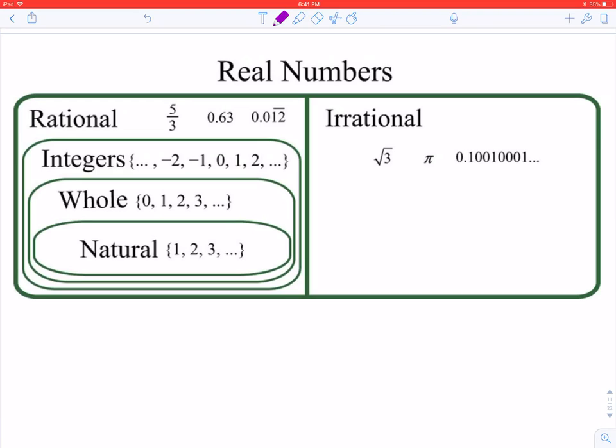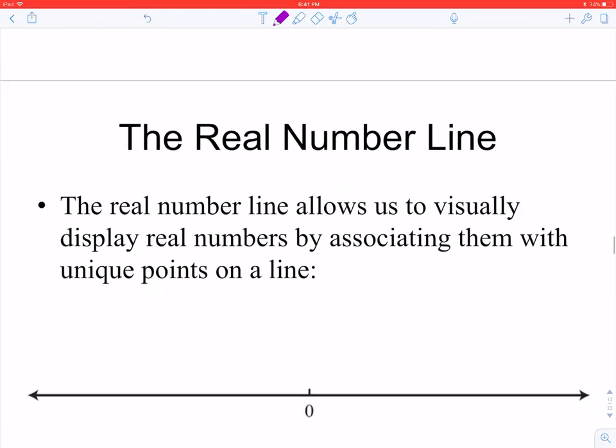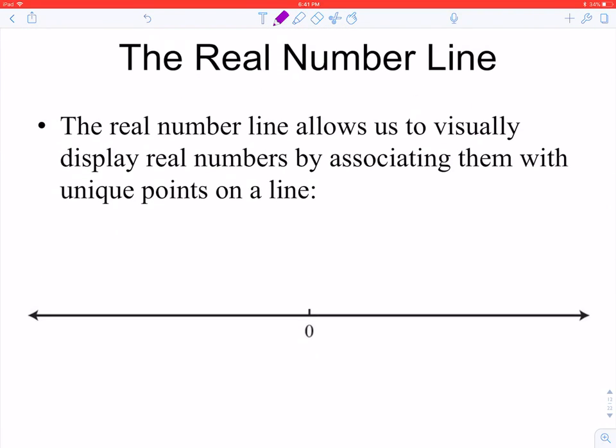Okay, for your homework, you guys are going to be asked to classify different real numbers that I give you. All right, so the real number line allows us to visually display real numbers by associating them with unique points on a line. So you can represent all different types of real numbers, whether they're rational or irrational, on the real number line, and it can kind of give you an idea of how they relate to each other.